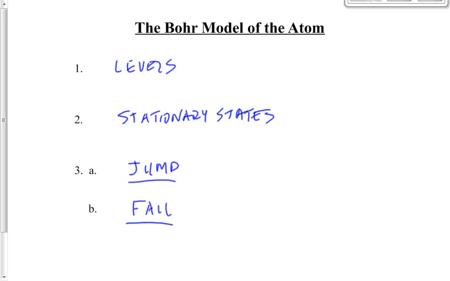They give off energy. Good. They lose energy. They give off energy. And when they give off that energy, it's always in the form of what? When they absorb it, it's usually in the form of EMR. When they give it off, it's always in the form of EMR. Good.